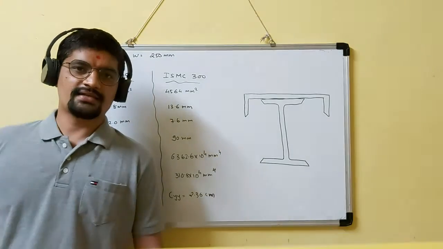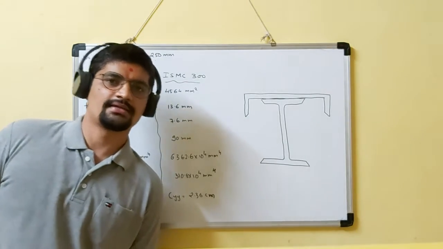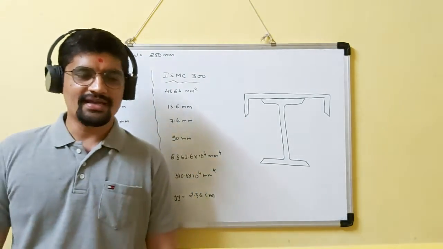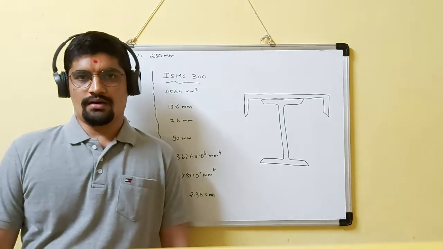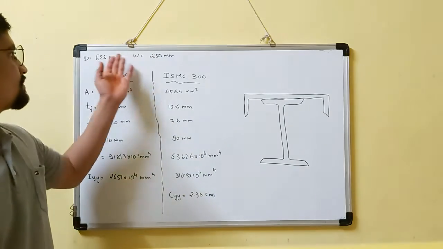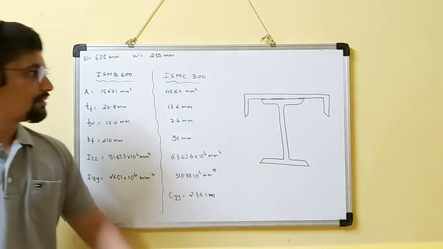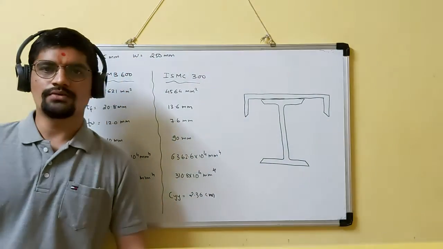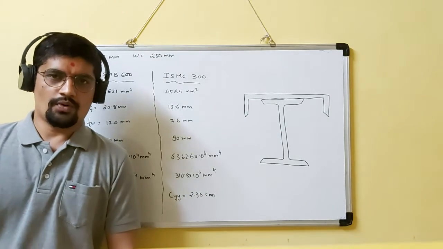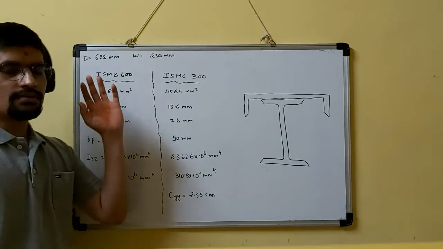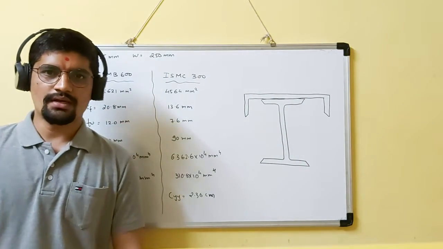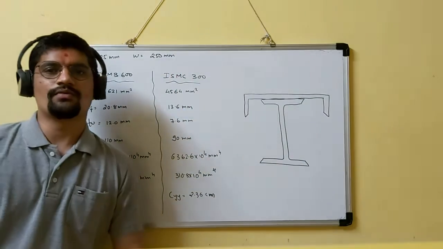Now, in the last lecture, I explained the section selection of the gantry girder. After calculating, the depth we got was 625 mm and the width we got was 250 mm. So we need to provide a section which has a depth of around 600 mm and a width more than 250 mm.